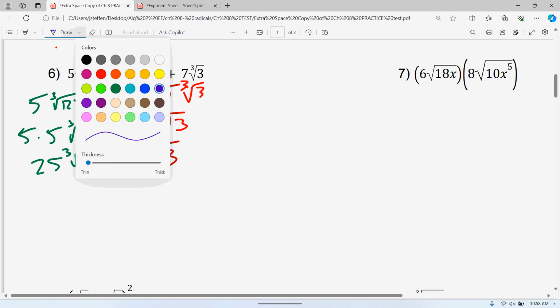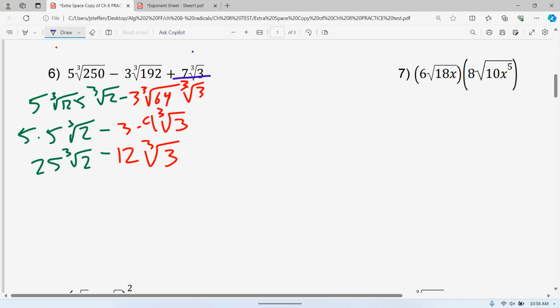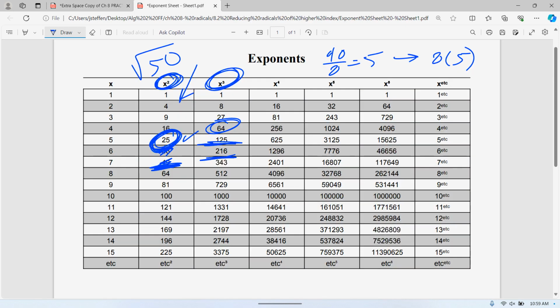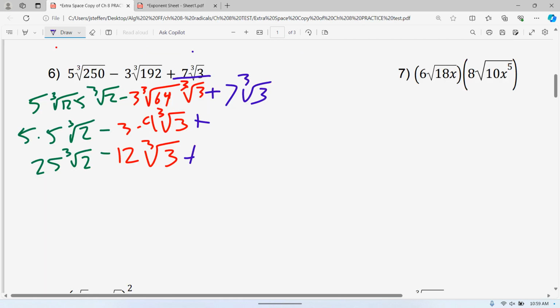Last but not least, the 3 is already reduced as much as it could be. Use your exponent sheet. The 3 would be right here. And it's too small. There's no other numbers that are factors that are. We end up with the third root of 3. Now that we're done reducing, now all of a sudden you can see if they have the same radical, you can combine those.